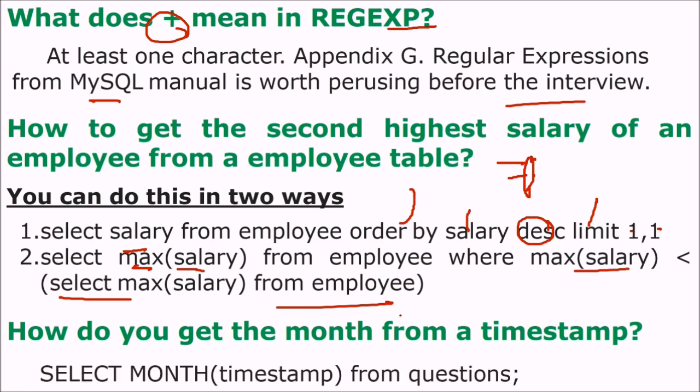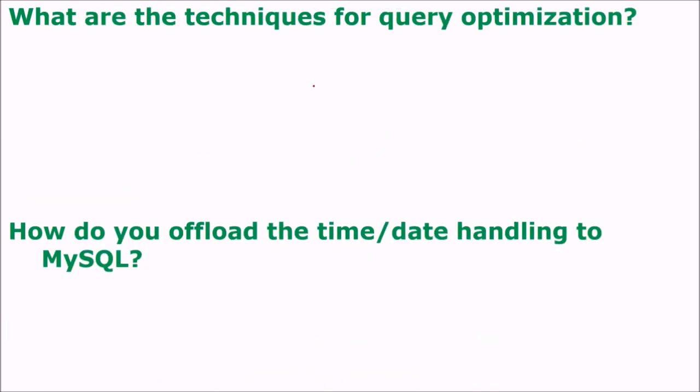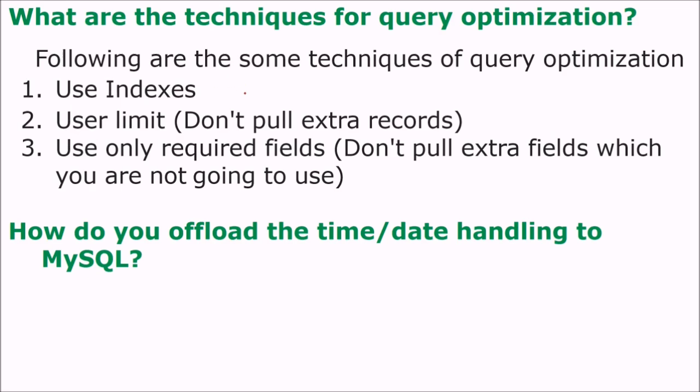How do you get the month from a timestamp? You select MONTH(timestamp) from questions. So this is how you go for it. What are the techniques for query optimization? We have certain techniques for query optimization in MySQL. We can use indexes. Use LIMIT, which means don't pull extra records, and use only required fields. Don't pull extra fields which you're not going to use.